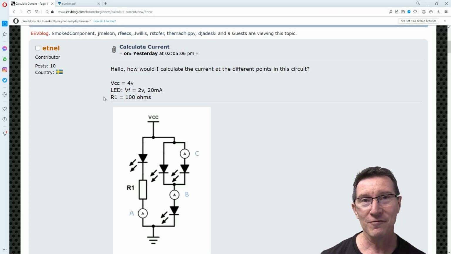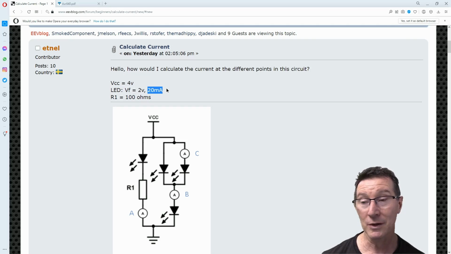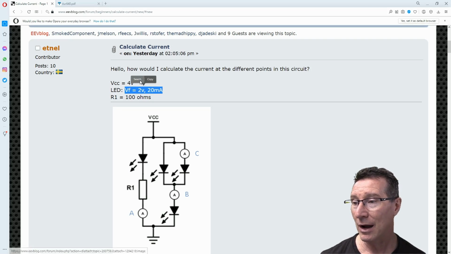Now, the only information we're given is that VCC equals 4 volts. So we've got a 4 volt rail up here. We've got the forward voltage of the LED is 2 volts at 20 milliamps. So they only give us the forward voltage at the 20 milliamp current, which is very typical for a red LED, and R1 is 100 ohms.